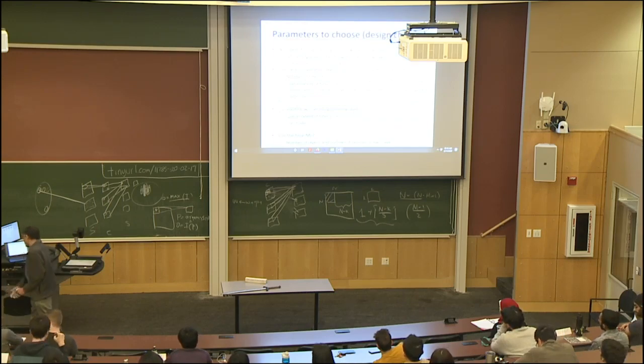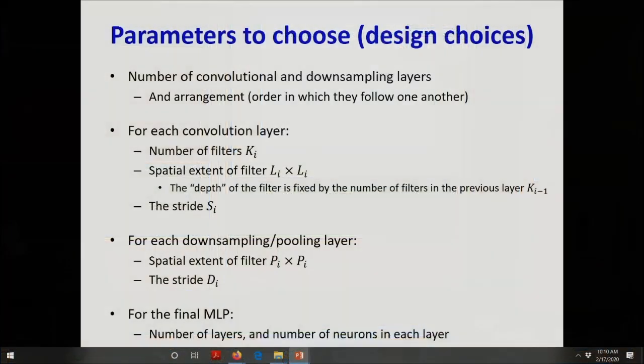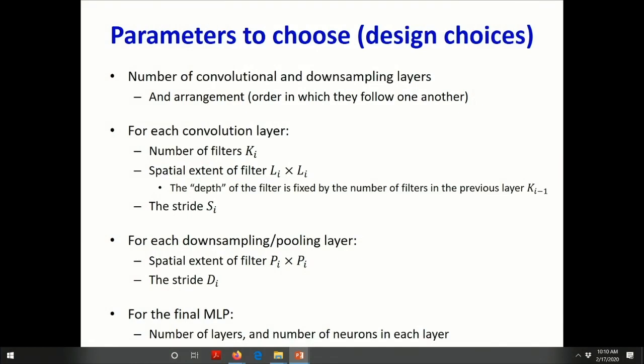Now, the various parameters you'd have to choose from as a result are the number of convolutional layers, the number of downsampling layers, how they are arranged, how many convolutions followed by how much downsampling, the number of filters in each layer, the size of the filters in each layer, and the stride. That's for the convolution layer. For the downsampling or pooling layer, you're going to have to choose the size of the filters, the stride, and actually the operation, whether you're going to be doing a max, a mean, or something else. And then for the final MLP, you're going to have to choose the number of layers, the number of neurons in each layer, how they connect, etc.